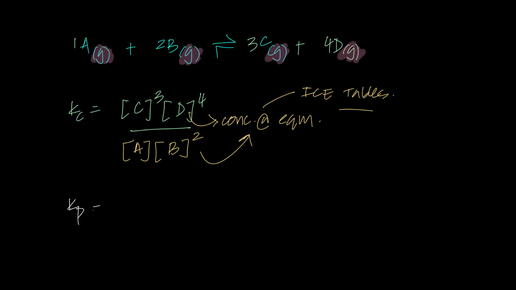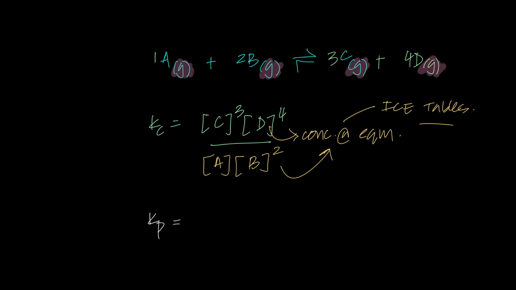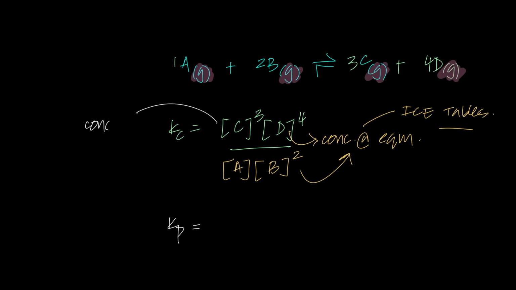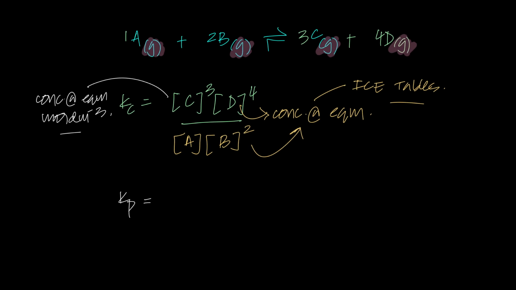So how do you calculate Kp? Remember, square brackets represent concentrations at equilibrium in the form of mole per dm³. This is what square brackets mean. So we can't use square brackets here. I could say C to the power of 3, D to the power of 4, and A to the power of 1 and B to the power of 2, B squared. But I can't use brackets. Then what do we do?